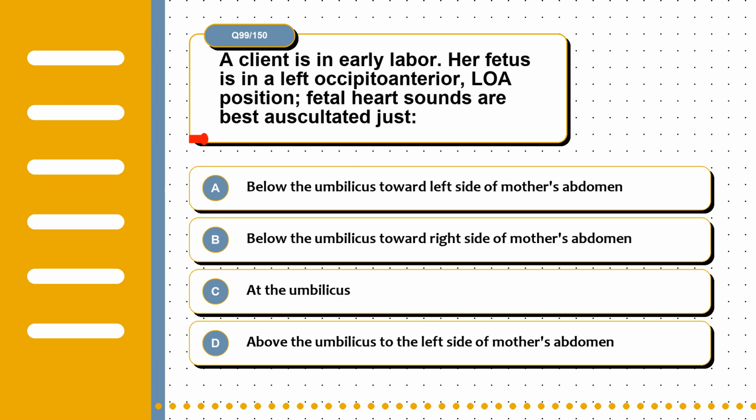Question 99. A client is in early labor. Her fetus is in a left occiput anterior, LOA position. Fetal heart sounds are best auscultated just: Option A, below the umbilicus toward left side of mother's abdomen. Option B, below the umbilicus toward right side of mother's abdomen. Option C, at the umbilicus. Option D, above the umbilicus to the left side of mother's abdomen.